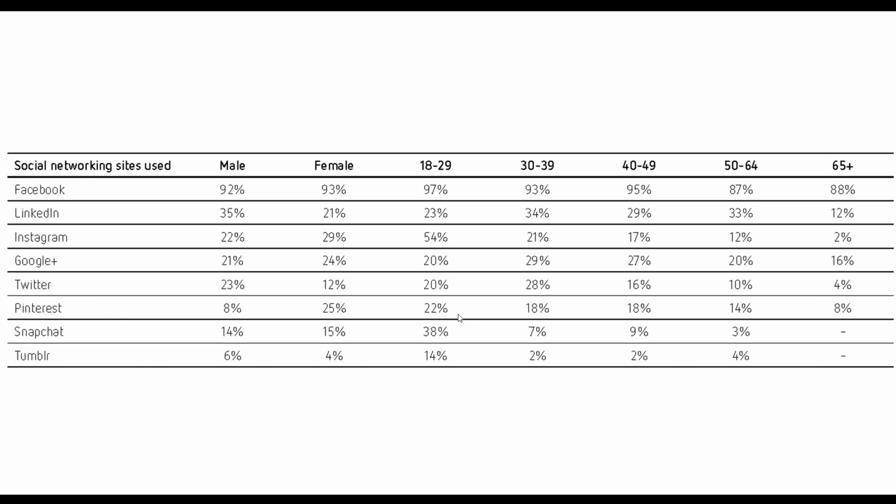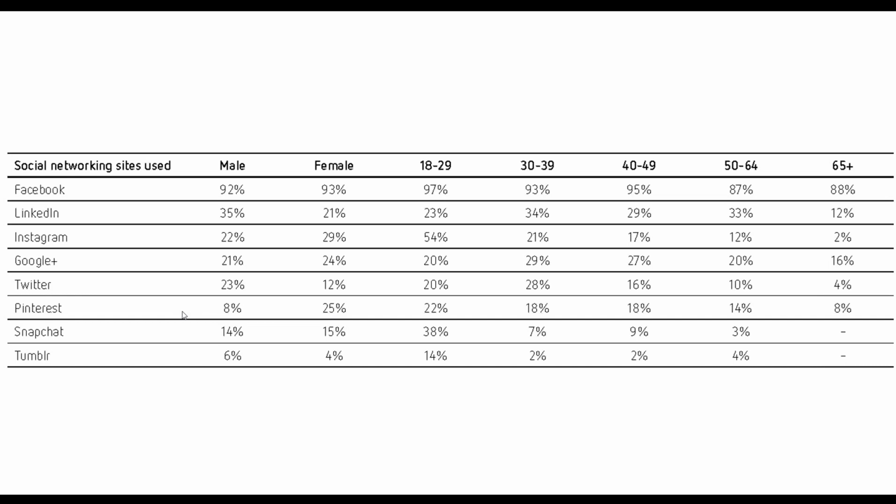So if we know who we are trying to target, then we can develop strategies to target them based on the platforms that they actually use. We wouldn't get people on Tumblr because Tumblr usage is pretty low in Australia. We wouldn't try and target men using Pinterest because there's only 8% of men on Pinterest versus 25% women. Unfortunately, we don't have the resources to do all of these effectively, so we need to prioritize.